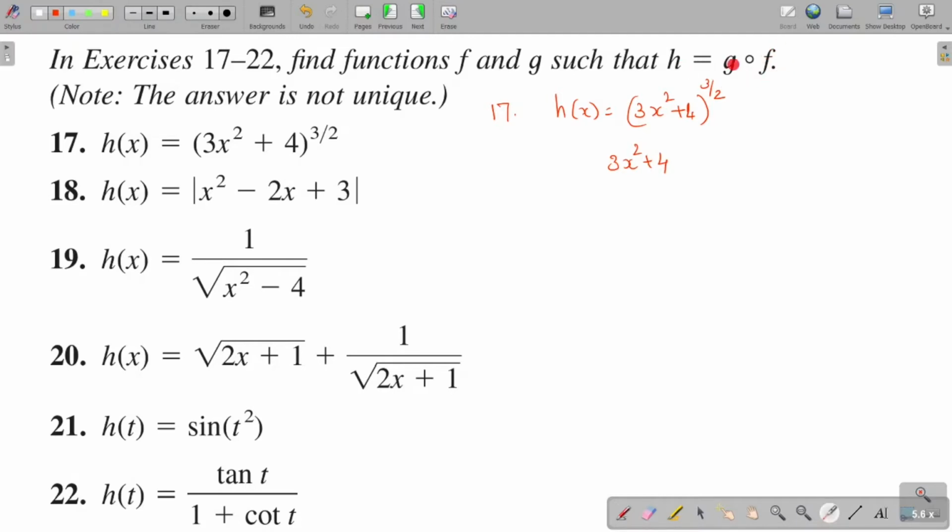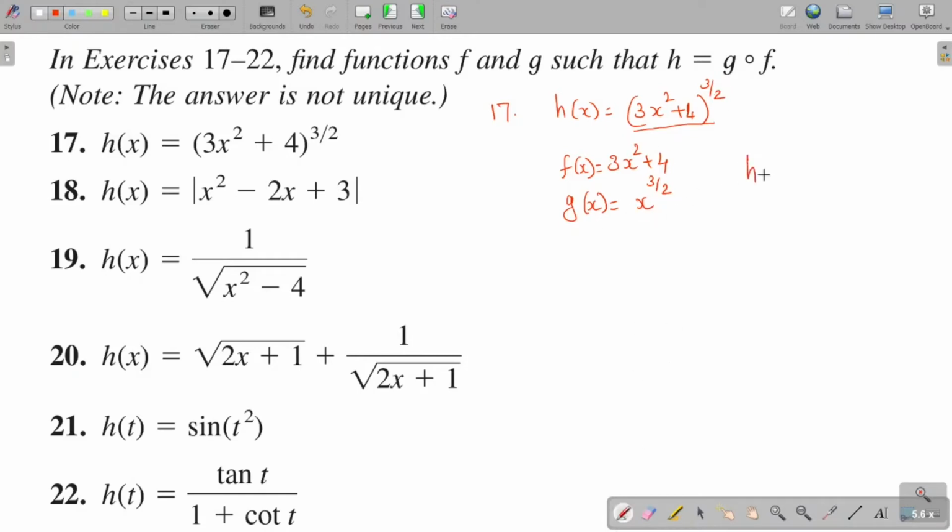Here it is h equals g composite f. So the second function here is f. So we define the first operation that we have to perform as f. So f of x equals 3x square plus 4. Then we have to take the 3 by 2 power of that quantity. So we define g of x as x raised to 3 by 2. You consider the whole quantity as something that is x, raised to 3 by 2. So g of x is x raised to 3 by 2.